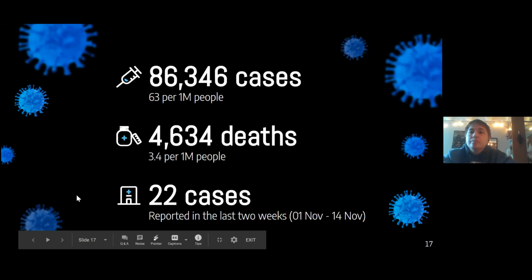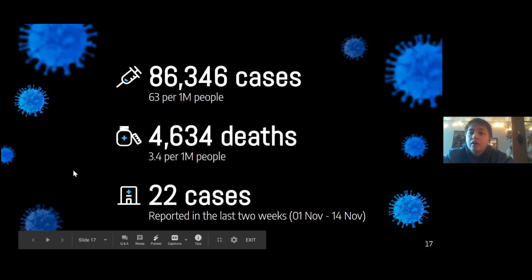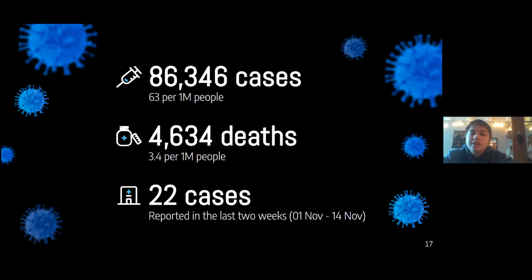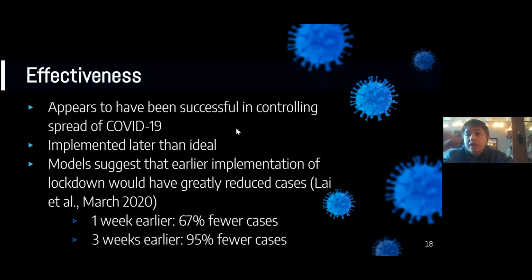And so overall, China has had 86,000 reported cases, which is 63 per million people, and 4,600 reported deaths, which is 3.4 per million people. And in the past 2 weeks, there have only been around 22 cases, which suggests that the policies implemented by China to mitigate the spread of the virus have had long-term effectiveness and did a good job of really controlling the spread of the virus. So again, the lockdown measures appear to have been successful in controlling the spread of COVID-19.